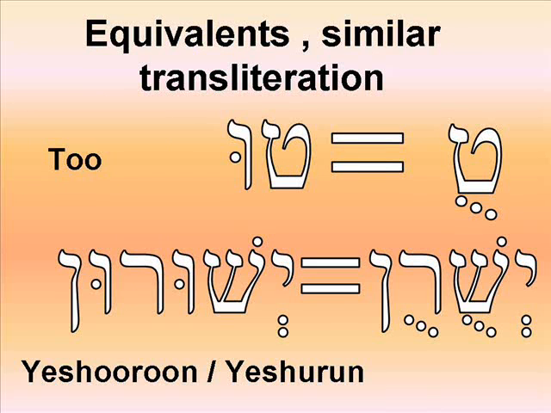These are equivalents, therefore they have similar transliterations. Tu with the short U vowel equals tu with the long U vowel. Yeshurun with the short U vowels equals yeshurun with the long U vowels. You may transliterate yeshurun with 2 O's or with U's.